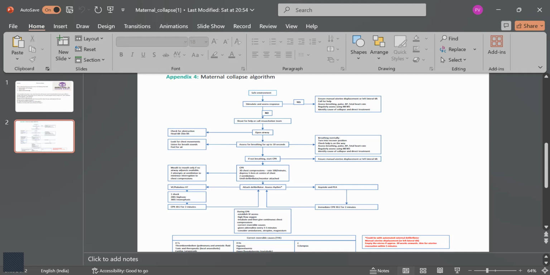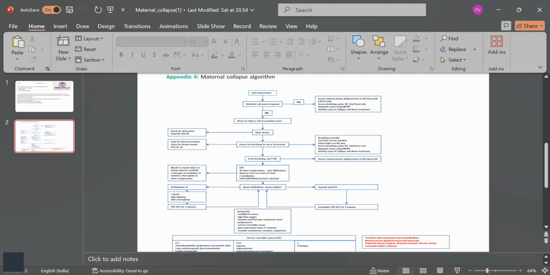One of my colleagues will do this. This is the airway. Now I'll move on to the breathing. I'll assess whether the patient is breathing or not. For 10 seconds, I will look for chest movements, listen to the breath sounds, and feel for the air with my finger, to see whether she is breathing.